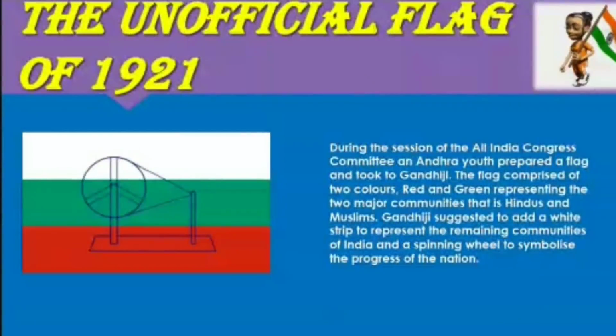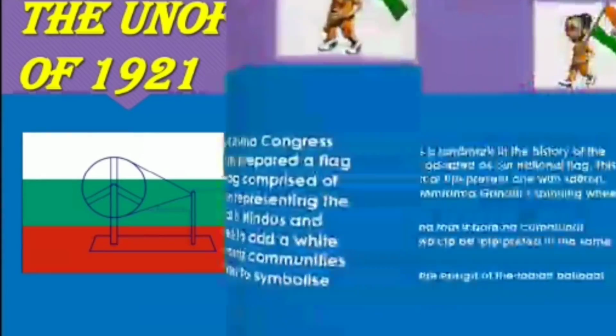The unofficial flag of 1921. During the session of the All India Congress Committee, an Andhra youth prepared a flag and took it to Gandhiji. The flag comprised two colors, red and green, representing the two major communities, Hindus and Muslims. Gandhiji suggested adding a white strip to represent the remaining communities of India and a spinning wheel to symbolize the progress of the nation.